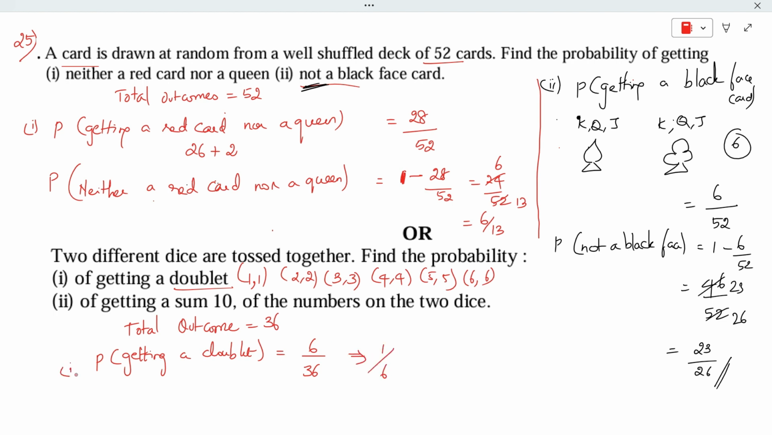Let's do the second sum. Probability of getting a sum of 10. What are the favorable outcomes? It will be 4,6, 5,5 and 6,4. So the favorable outcomes are 3. So the probability of getting a sum of 10 is 3 out of 36, which reduces to 1 by 12.